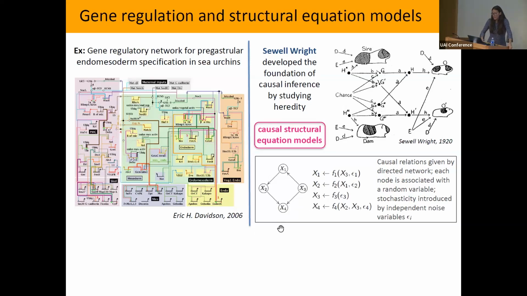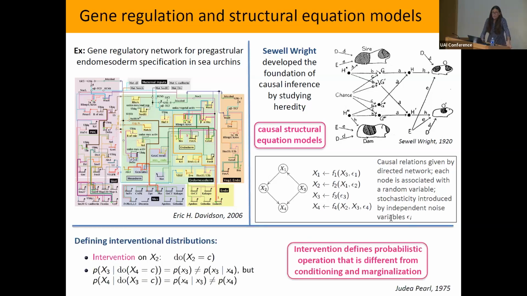So every node is a random variable, and it is a function of its direct parents and some noise. And this noise here, these epsilons, is how the stochasticity is being introduced. Now, the nice thing about these causal structural equation models is, of course, they also define the interventional distributions. And we've seen wonderful talks here about interventions, soft and hard interventions.